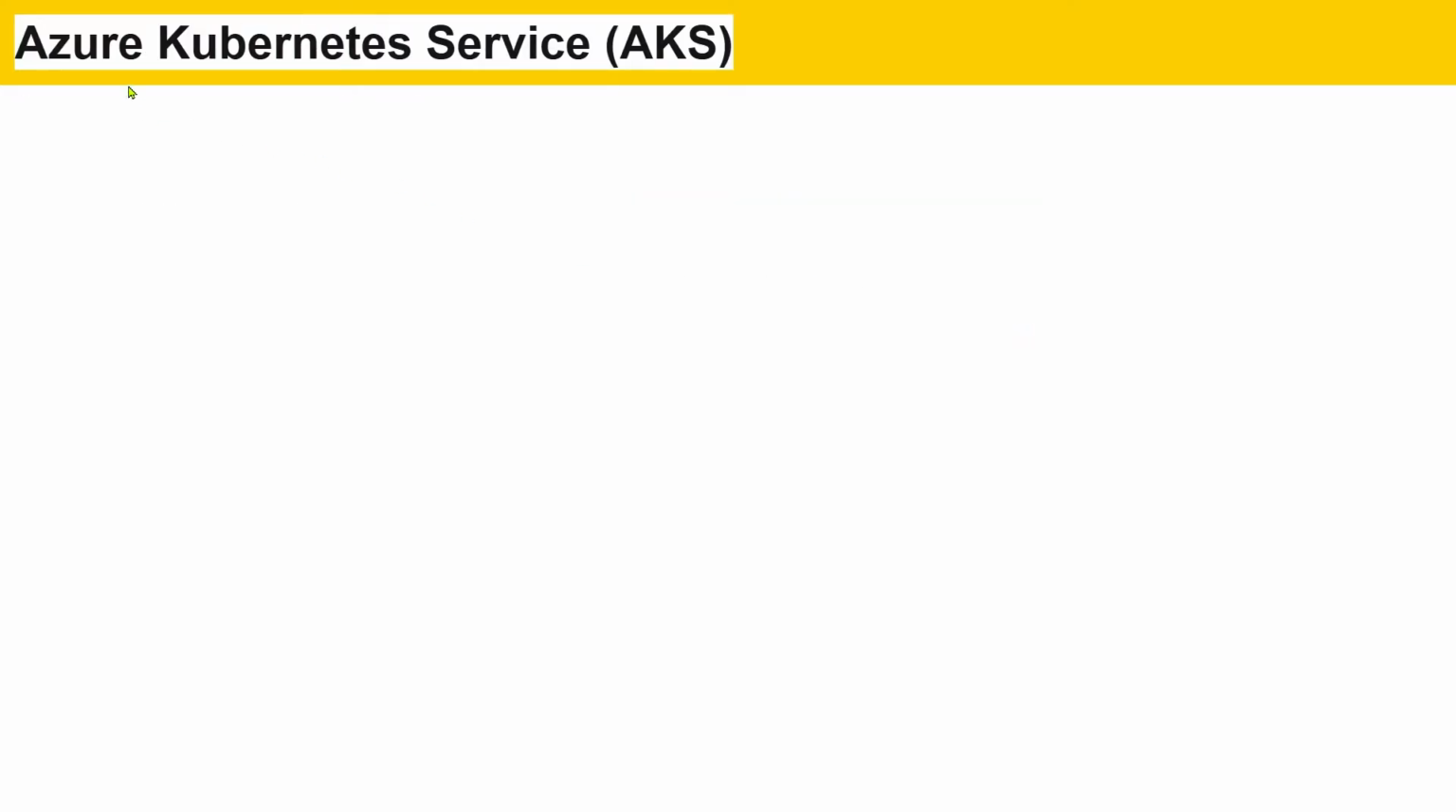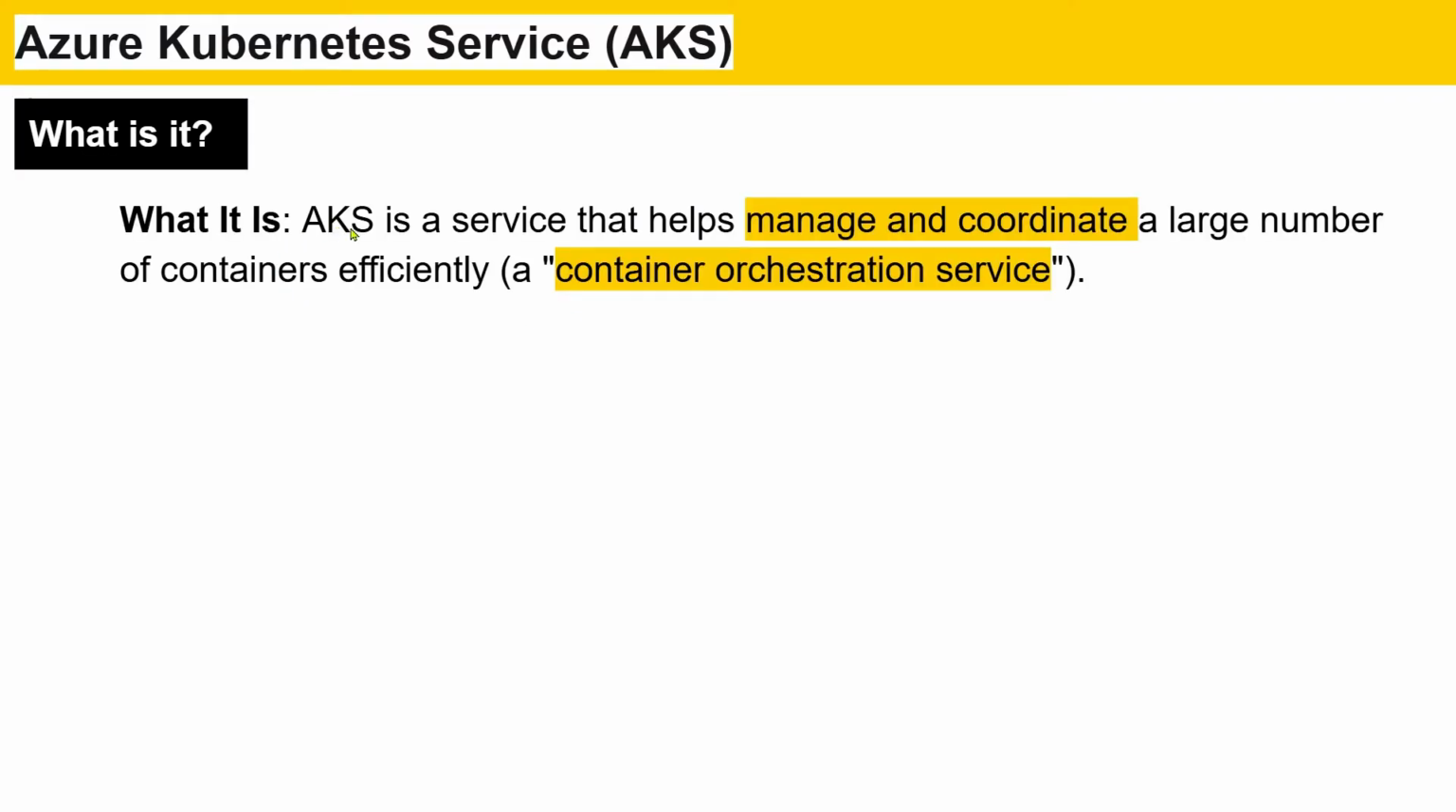Next, let's see what is Azure Kubernetes Service, or popularly known as AKS. Now what is this? Azure Kubernetes Service is a service that helps manage and coordinate a large number of containers efficiently. Just now we saw the example of containers. Now this is actually a container orchestration service. What is it? How to use it? Anyways, we're going to learn. This is more of a concept.